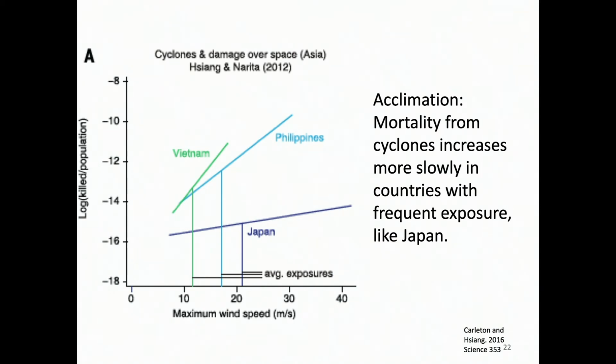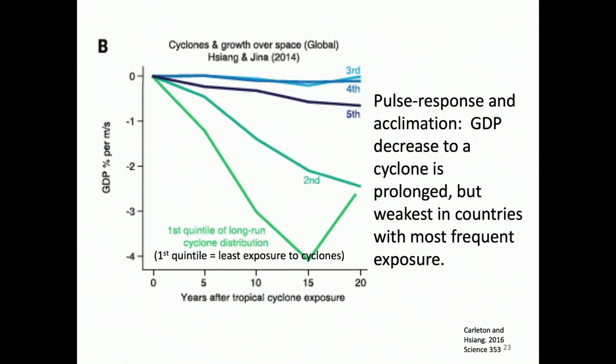So this is one of the problems with the cross-sectional method we were talking about before. You compare Japan to Vietnam, and you're really comparing apples to oranges because their social response functions are just fundamentally different, okay? And so that's the point here. And in this case, this lazy response function is a consequence of acclimation. This is a pulse response. GDP decrease to cyclones is prolonged, but weakest in countries with the most frequent exposure.